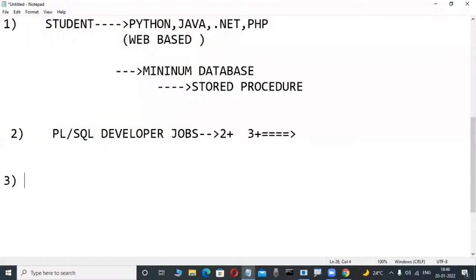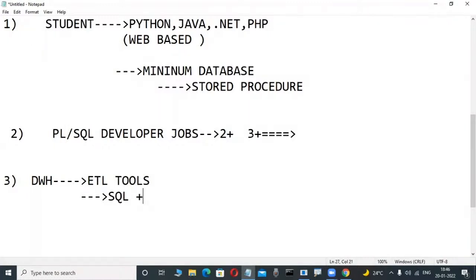Another type of persons: nowadays many people do not have very good coding knowledge, maybe not a technical person, but they want to move into software. In that case, one type of job is data warehousing technologies. In that, there are ETL programmers and reporting programmers. ETL means extraction, transformation, and loading tools. These persons need a little bit of SQL knowledge. PLSQL is not required, only SQL knowledge.